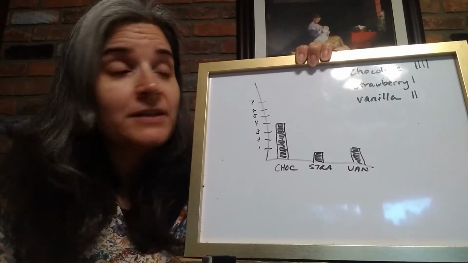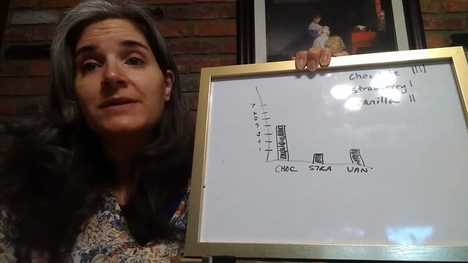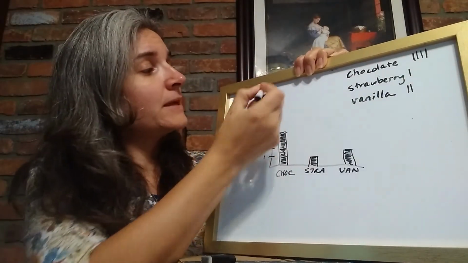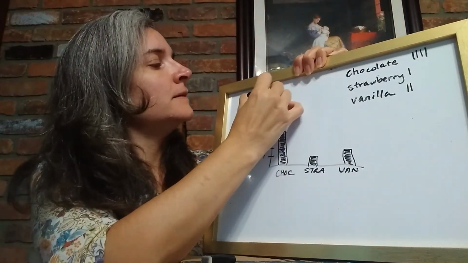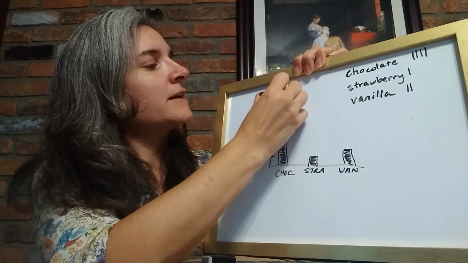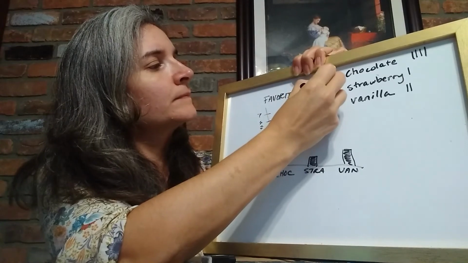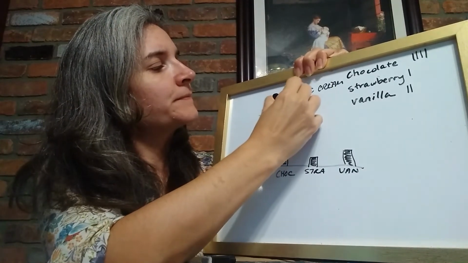It's a bar graph that shows us what our information was, so we should label it. So I'm going to label it as favorite ice cream flavors.